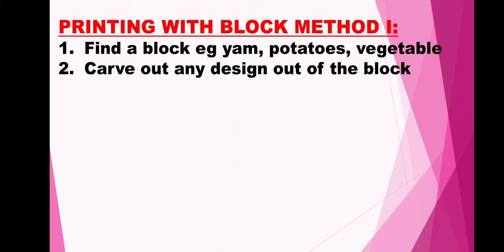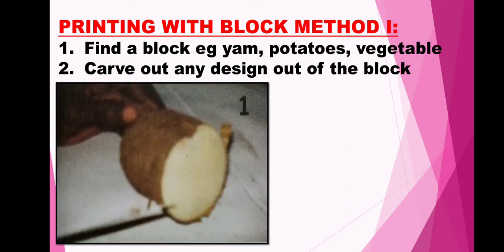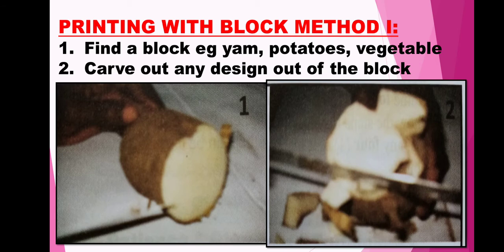So first method, the procedure include: 1. Find a block. An example of the block we are talking about here is yam, or potato, or vegetable. Step 2. Carve out any design out of the block. So when you obtain your yam, gently draw a design and carve this design from the surface of your yam, of your potato, or your vegetable.